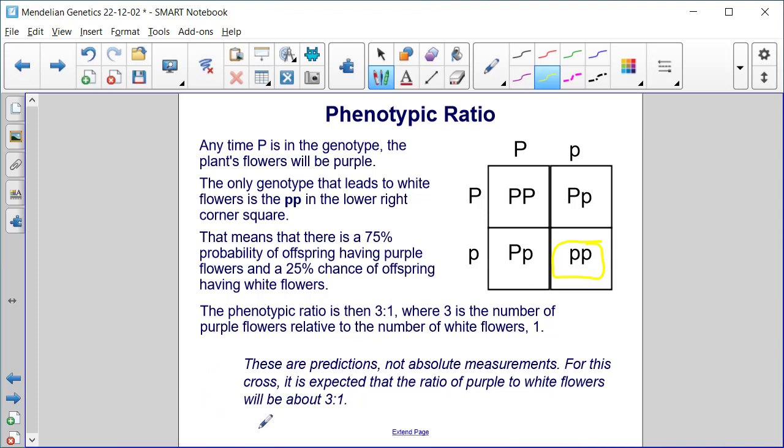These are predictions, not absolute measurements. For this cross, it's expected that the ratio of purple to white flowers will be about 3 to 1.